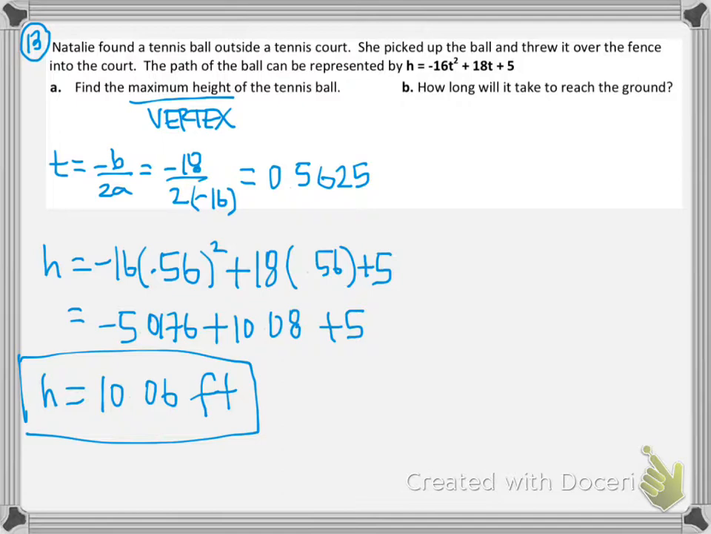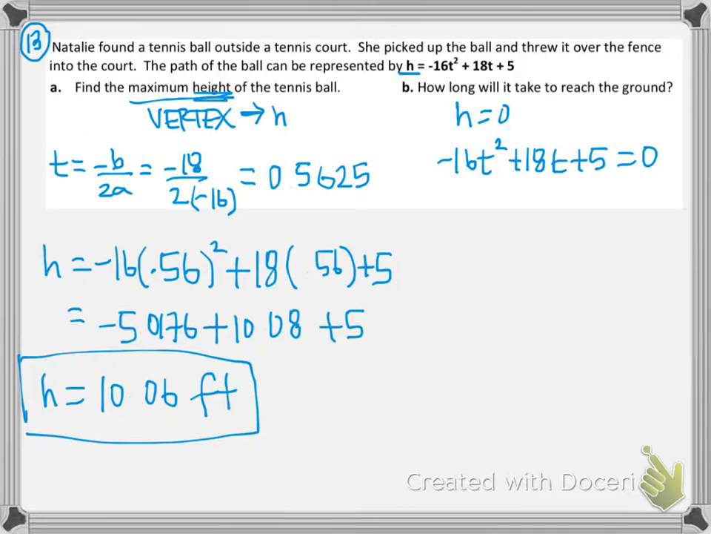Okay, so when it's asking for the maximum height, it's looking for the vertex, but it's looking for the y part of the vertex. In this case, it'll be the h part of the vertex. Okay? Alright, the b part says, how long will it take to reach the ground? So that means when is your height going to be equal to 0? So you're going to say negative 16t squared plus 18t plus 5. When is it going to be equal to 0?